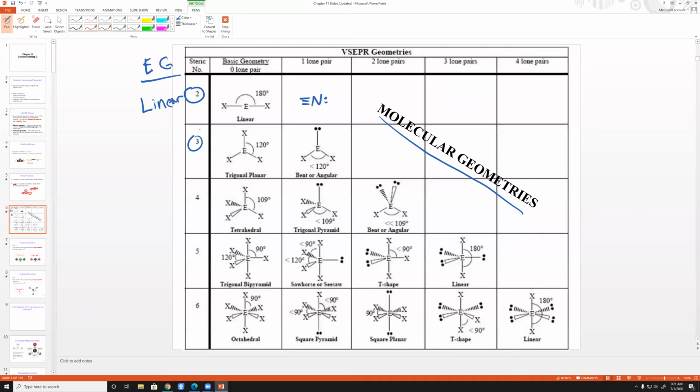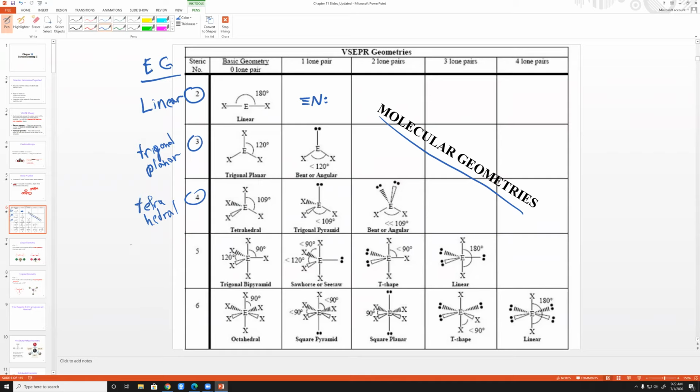Anything with a steric number of 3, electron geometry would be trigonal planar. And you notice I'm going to write down the electron geometries for all these steric numbers, and they're going to be the same as when there are no lone pairs. So for steric number 4, it's going to be tetrahedral. Tetrahedral is one word. I just don't have room.